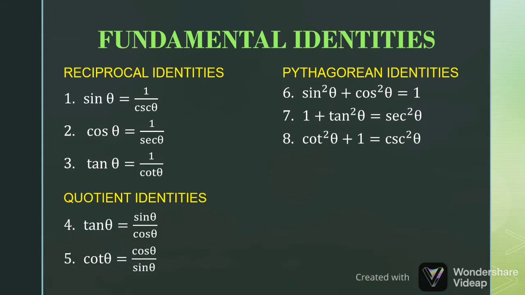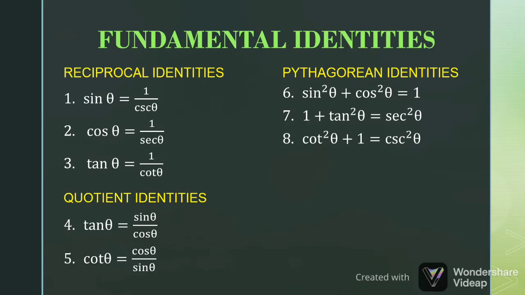Second, cosine theta is equal to 1 over secant theta, or secant theta is equal to 1 over cosine theta. And the third one is tangent theta equals 1 over cotangent theta, or cotangent theta is equal to 1 over tangent theta. The next set of identities are the quotient identities, which are number 4, tangent theta, which is equal to sine theta divided by cosine theta, and number 5, cotangent theta, which is equal to cosine theta all over sine theta.